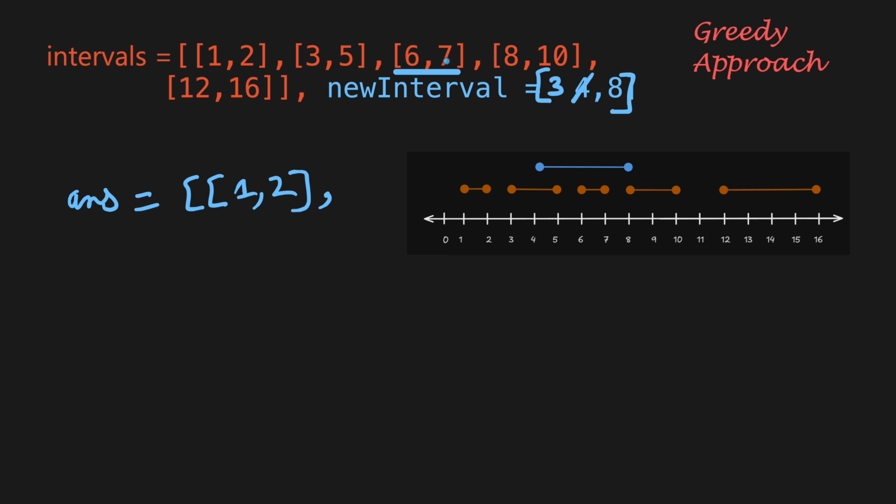So our merged interval is still the same, and we process the next interval, which is from 8 to 10, and we compare it with our merged interval, and they overlap because they touch at point 8.